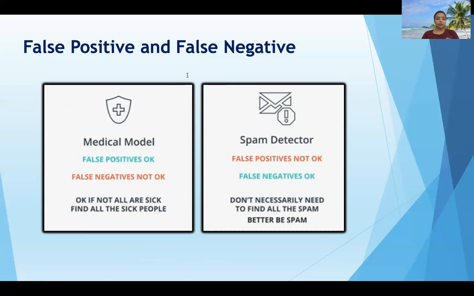The medical model is okay with the false positive, but not okay with the false negative. And the email model is okay with the false negative, but not okay with the false positive. So for this, we will learn two metrics, that is precision and recall. These will measure the exact thing we want. Like a medical model should have high recall. Okay, an email model should have high precision. Okay, so we will learn more about recall and precision in the next video.